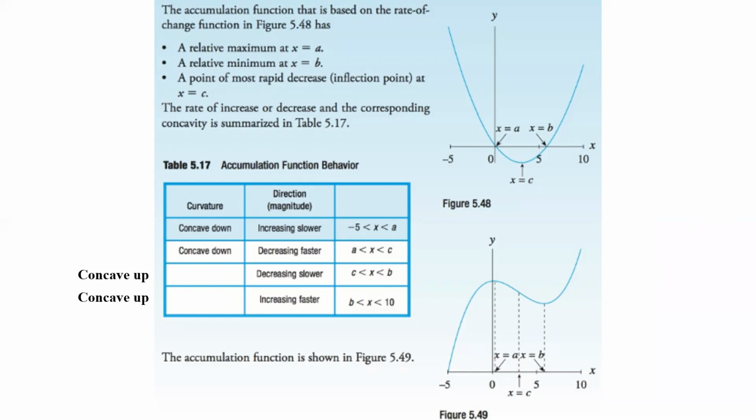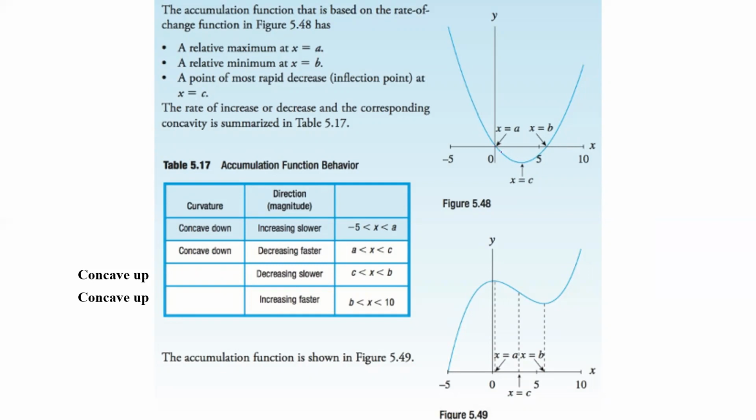All right, so the accumulation function that's based on our rate of change function is going to be as follows. This is the accumulation, and this is the rate of change. Now, what do we have? We have a relative max at x equals a. This a is basically on our vertical axis. Can we tell it from our original function? We're going from positive to negative, and if we're going from positive to negative, that tells us we have a relative max. And if we look down here on our graph, that's what we have. We have a relative max, okay?